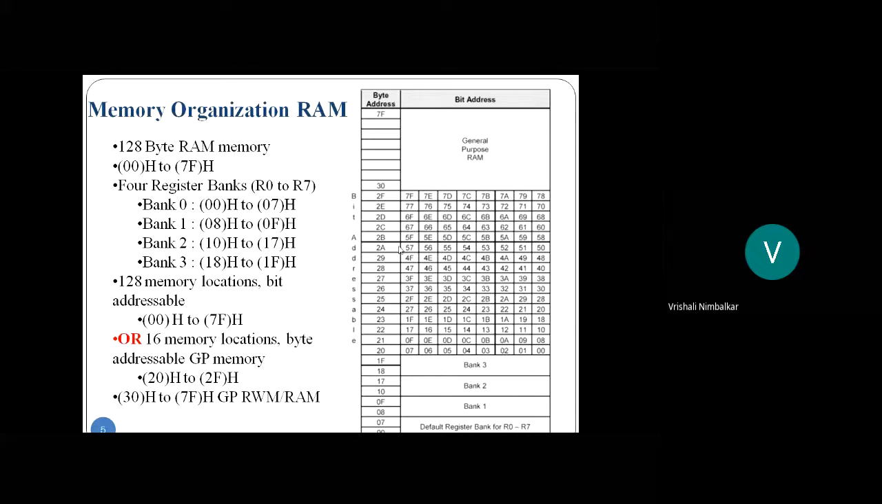Next, 20 to 2F are byte access memory as well as bit access memory. If it is byte access, the addresses are 20 to 2F. Whereas if it is a bit access, the addresses are 00 to 7F. And later on, 30 to 7F are general purpose read-write memory locations, and it is a byte access. So that is the structure of internal RAM, or we say memory organization of internal RAM.